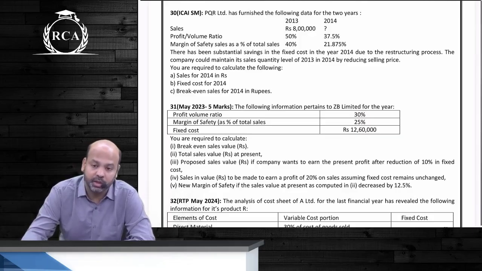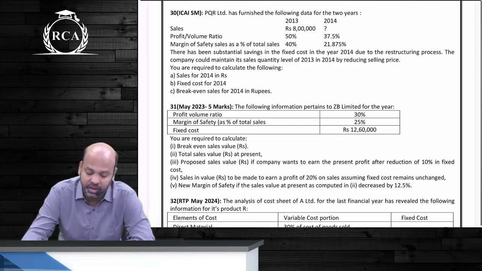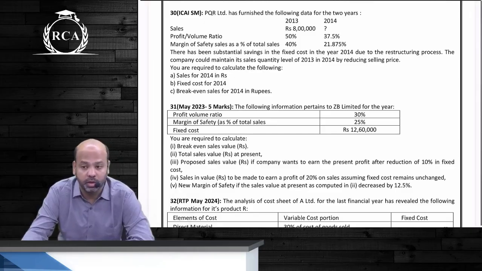You're required to calculate the following. What will be the sales for the year 2014, fixed cost for the year 2014, break-even sales for the year 2014. All the information that is needed is for the next year. ठीक है? All yours, beta.